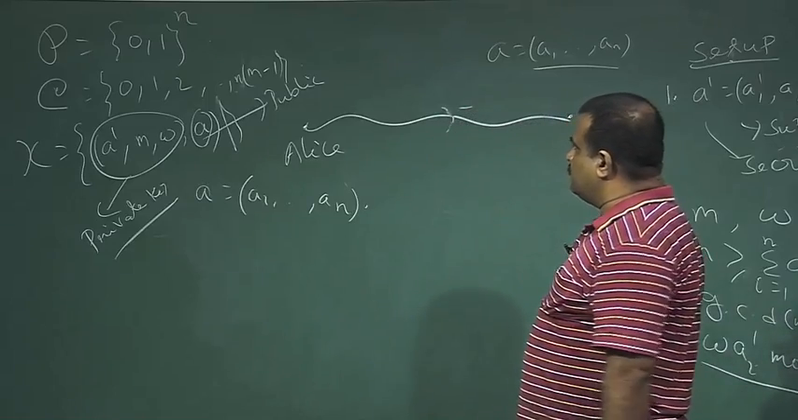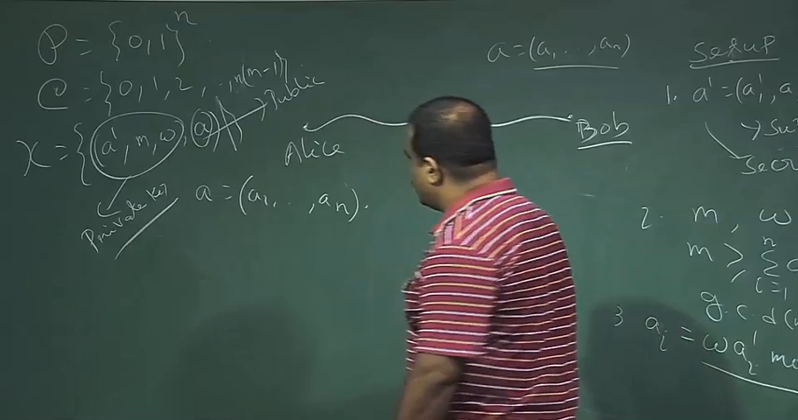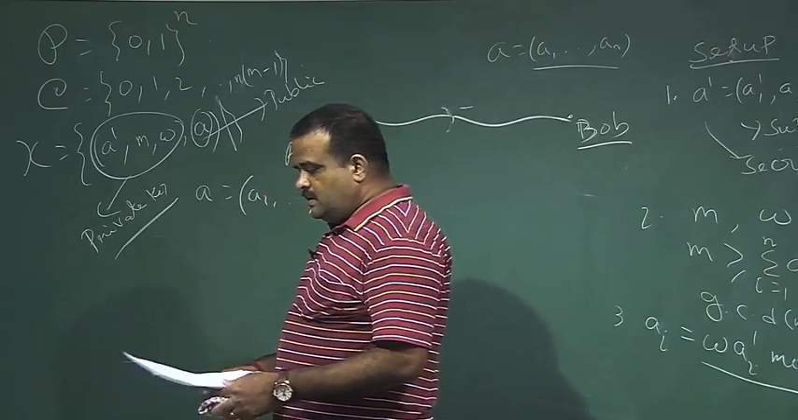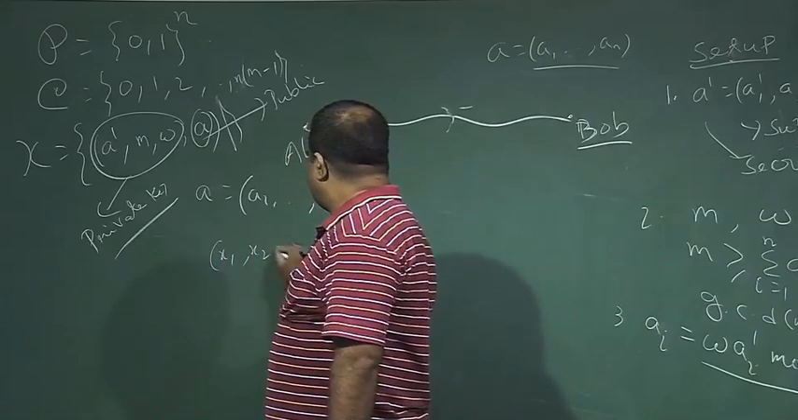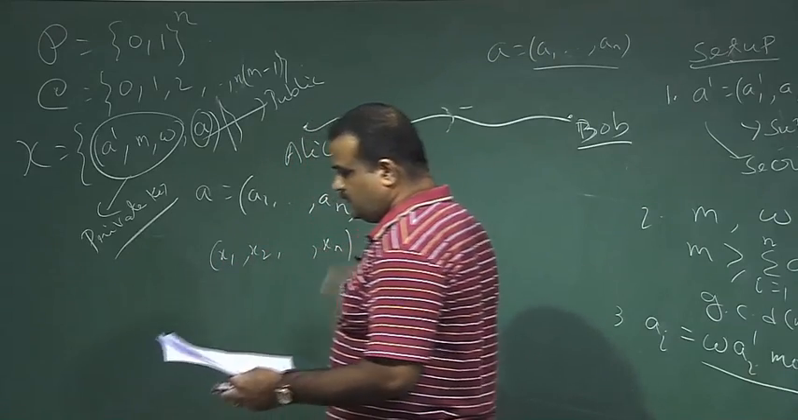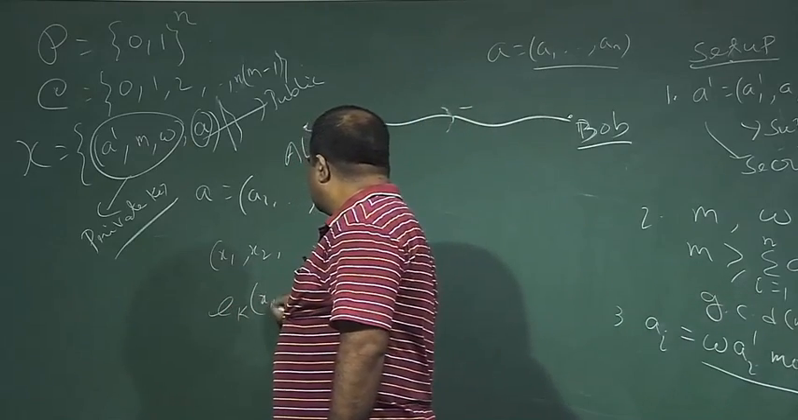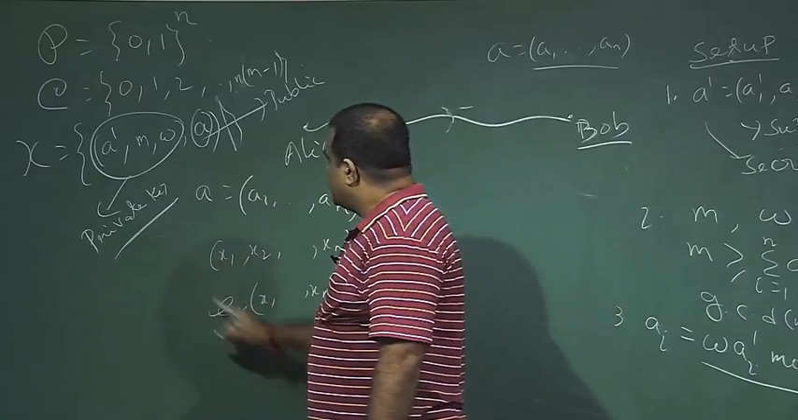These are all secret to Bob. Okay, so now what is the encryption? Now Alice is choosing a message M, which is an n bit number, and then encryption is basically Alice just doing this.